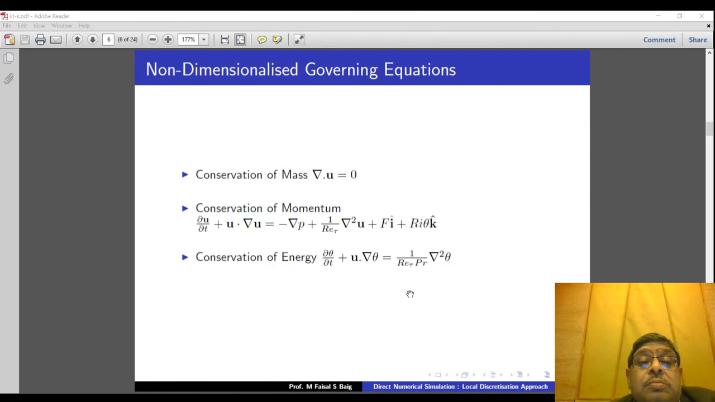So conservation of mass, conservation of momentum. Now we get the frictional Reynolds number as well as the Richardson number, and conservation of energy.